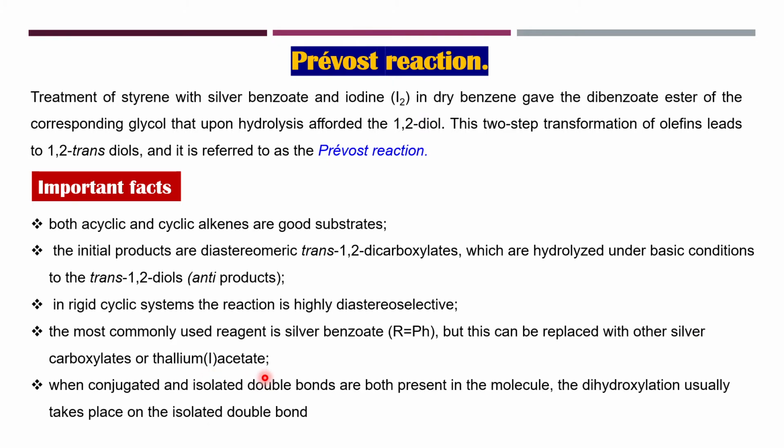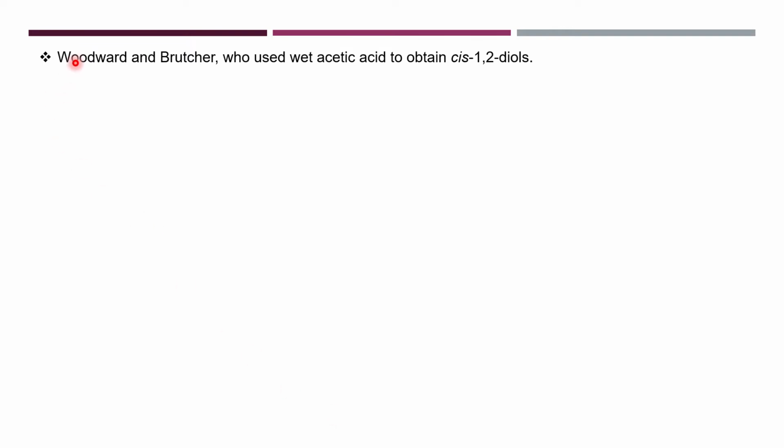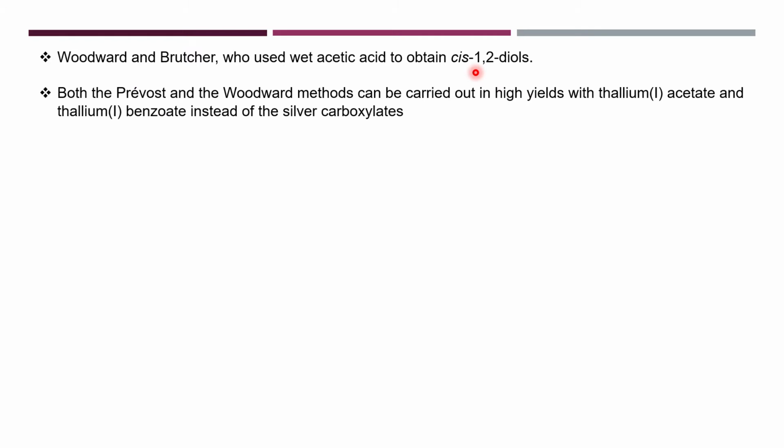carboxylates. When there is a conjugated and isolated double bond, which one will be getting oxidized? The dihydroxylation usually will take place at the isolated double bond. So another observation by Woodward, using the same reagent, but one modification was the use of the wet acetic acid, and here a different result was obtained, which again we will be explaining how this happens mechanistically, and it leads to the formation of the cis diols. So Prevost trans-diols, Woodward cis diols.